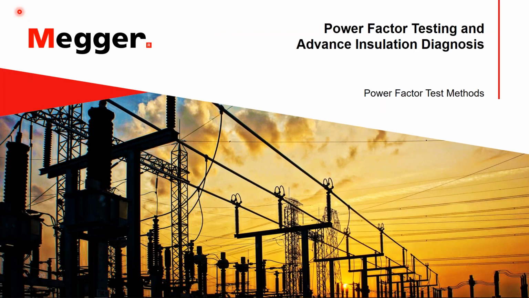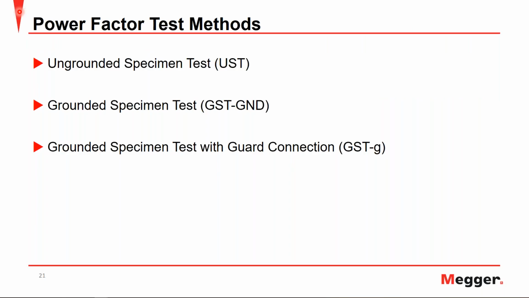Now that we've gone through the power factor fundamentals, let's take a look at the different power factor test methods. There are 3 different methods of testing: the ungrounded specimen test, or UST, the grounded specimen test, or GST ground, and the grounded specimen test with guard connection, or the GST-G. Let's take a look at these individually.